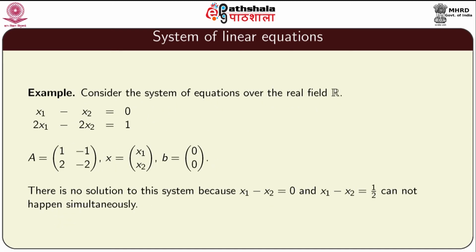One more example, 2 equations, 2 unknowns. So, A is a 2 cross 2 matrix given by the coefficients 1, minus 1, 2, minus 2, and then x is the matrix of indeterminates or unknowns, B is (0, 1). Now, there is no solution to this system for the reason that if you look at the first equation, then x1 minus x2 is 0. And if you look at the second equation, then x1 minus x2 is half, and these two cannot happen simultaneously. So, therefore, there is no solution possible for this particular system of equations.